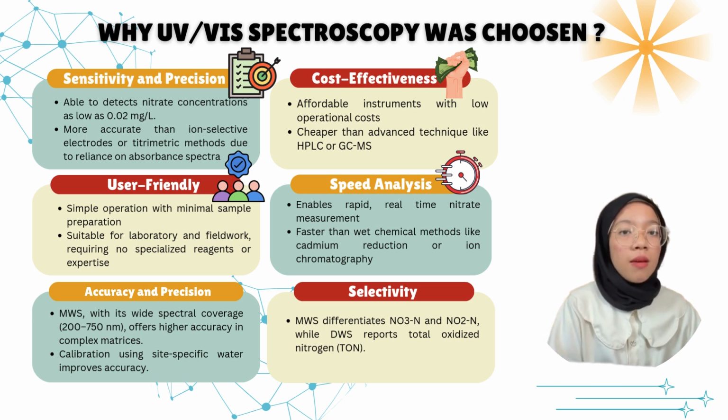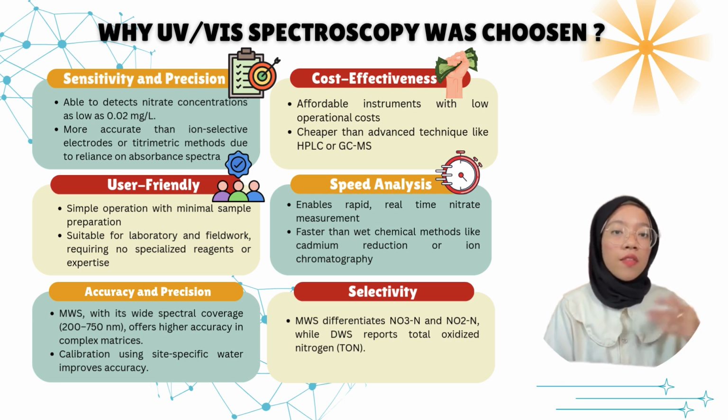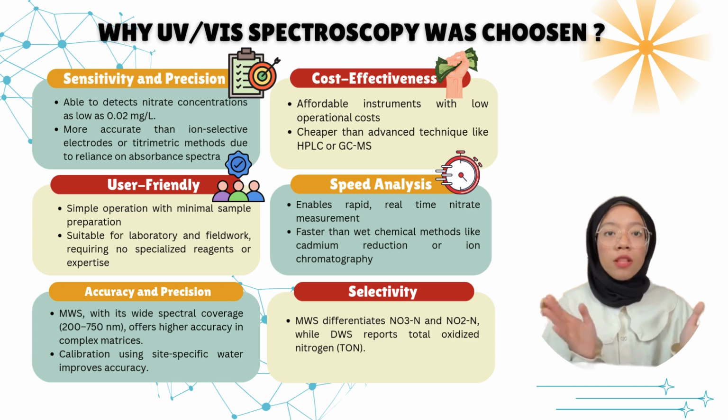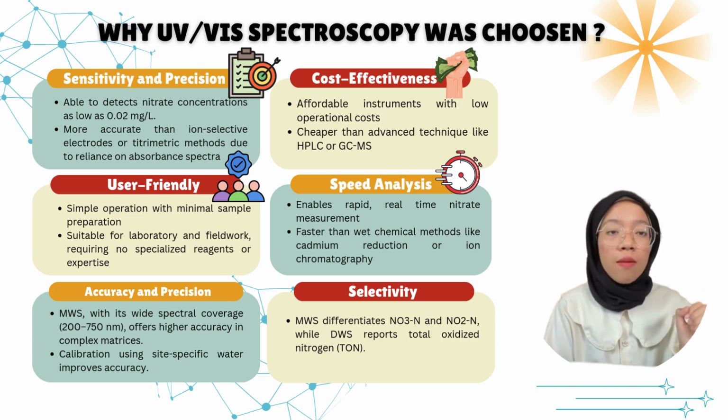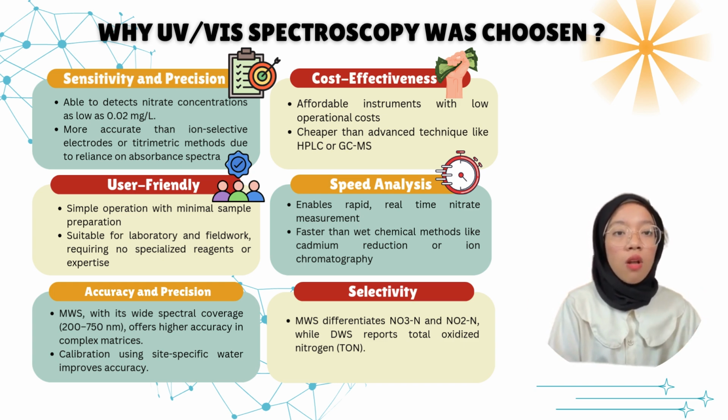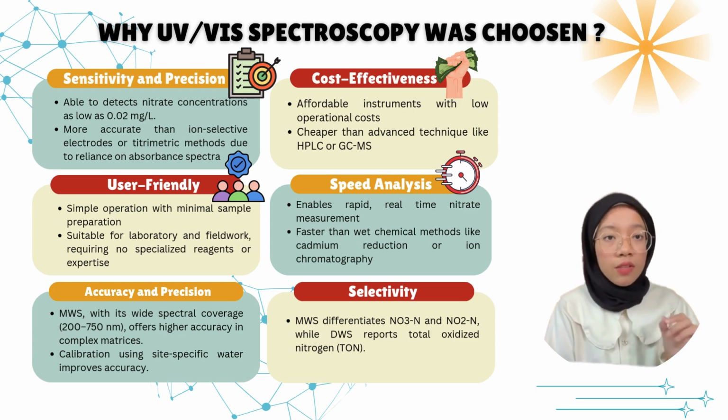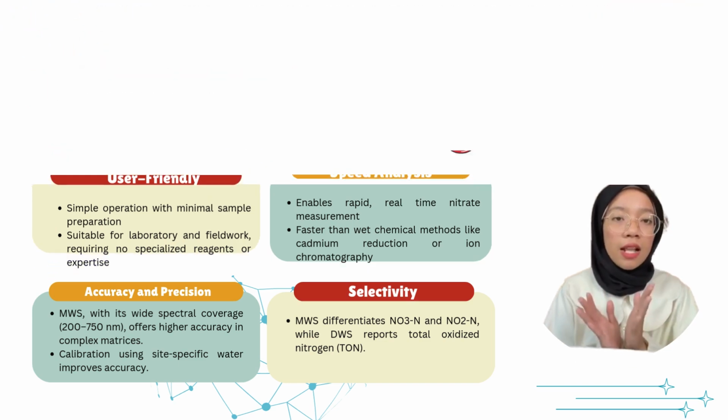Instruments like the MWS can differentiate between nitrates and nitrites, while tools like DWS provide readings for total oxidized nitrogen. This feature allows for more comprehensive and specific nitrate analysis.